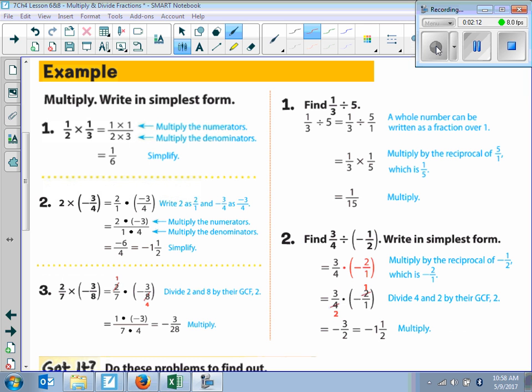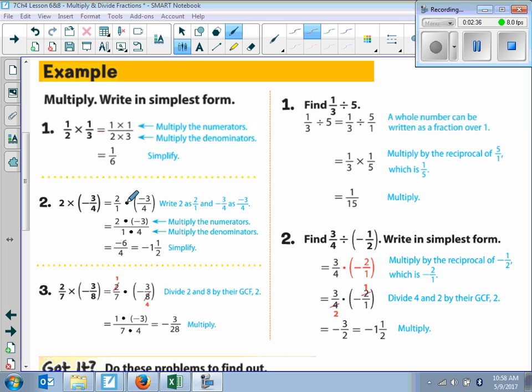So for the examples, once again, you can see 1/2 times 1/3. You're multiplying straight across. So 1 times 1 in the numerator and 2 times 3 in the denominator. So that gives us 1/6. Down here, if we have a whole number times a fraction, of course, we're going to put that whole number over 1. And then we'll just multiply straight across again.